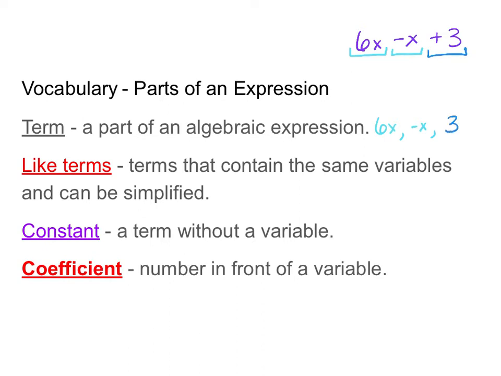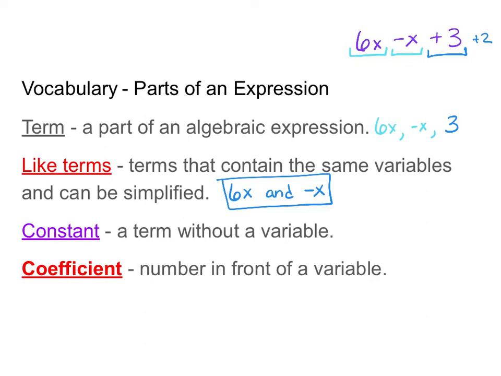Like terms are terms that contain the same variables and can be simplified. So look for something that is the same. So in this case, you have 6x and negative x. These are like terms. It's possible that you would have another constant in there. So maybe you had plus 2. So then you would say, you have 3 and a positive 2.